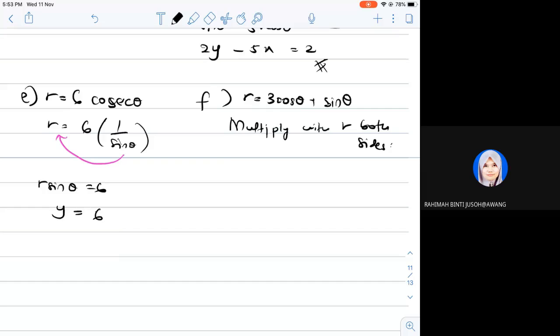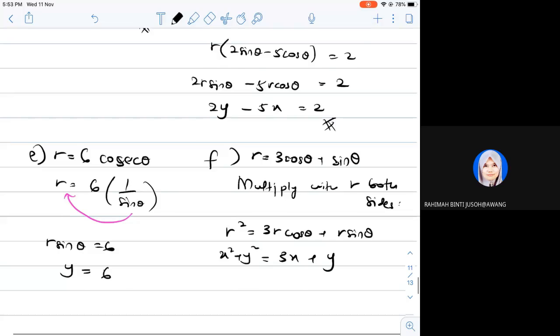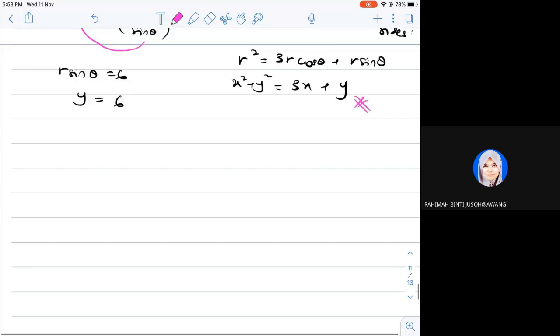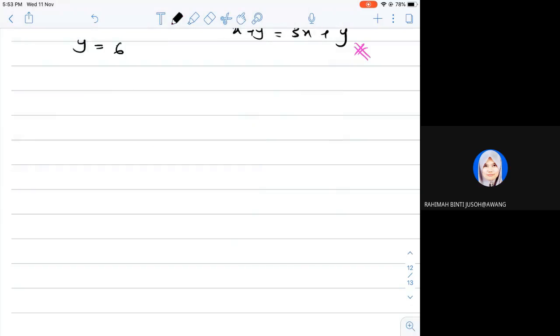So sebelah kiri darab dengan R kuasa 2 lah. Sebelah kanan darab dengan R jadi 3R cos theta. And then darab dengan R jadi R sin theta. So we have x squared plus y squared equals 3x plus y. Understand? Okay, good.